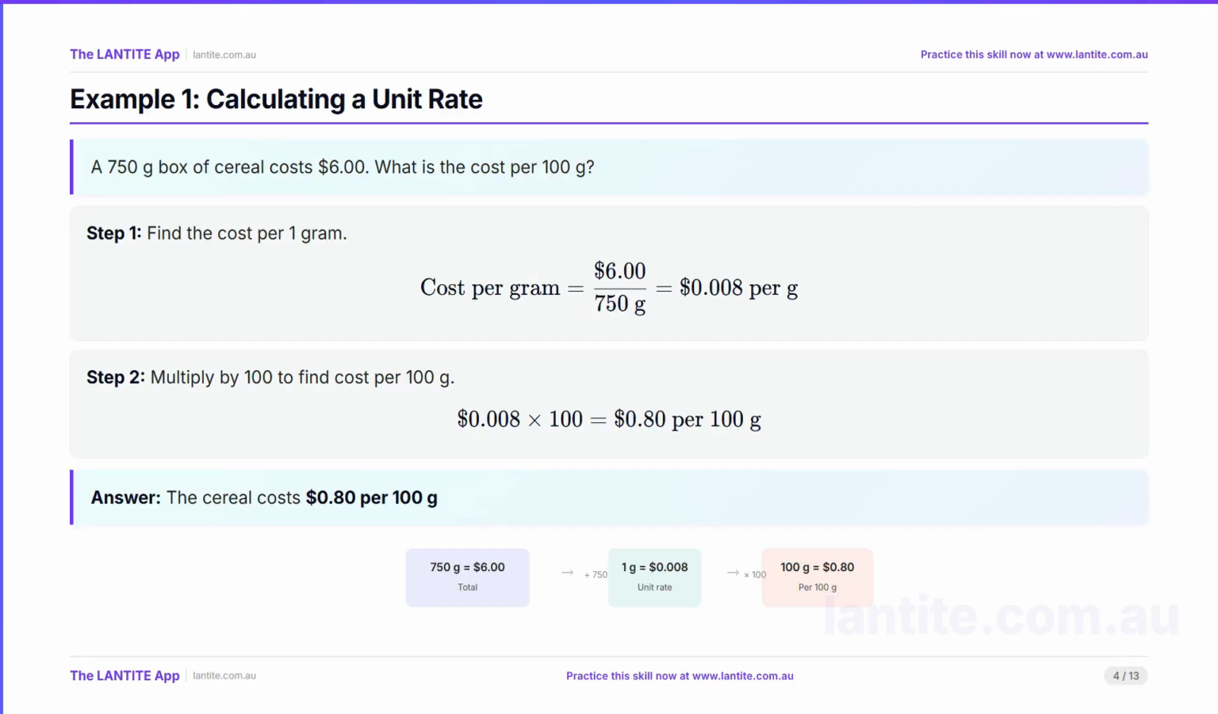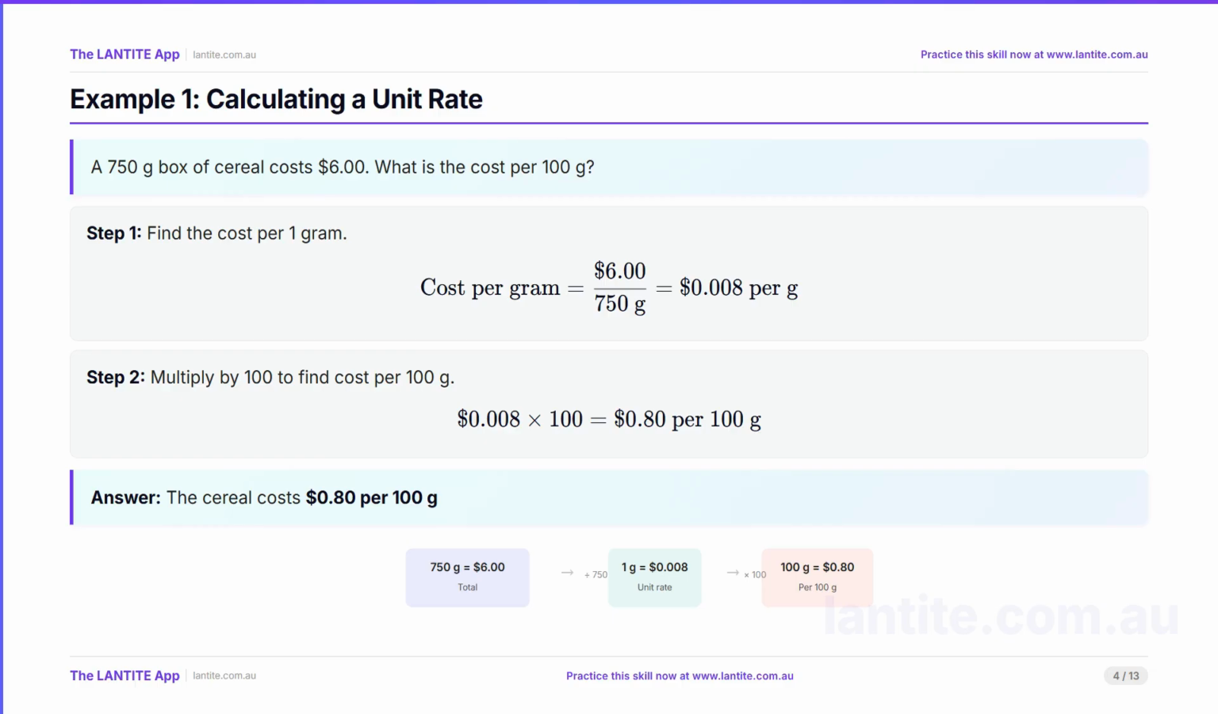Let's start with a basic unit rate calculation. A 750 grams box of cereal costs $6. We need the cost per 100 grams. Step 1. Find the cost per single gram by dividing $6 by 750 grams. That gives us 0.008 dollars per gram. Step 2. Multiply by 100 to get the cost per 100 grams. 0.008 times 100 equals 80 cents per 100 grams.